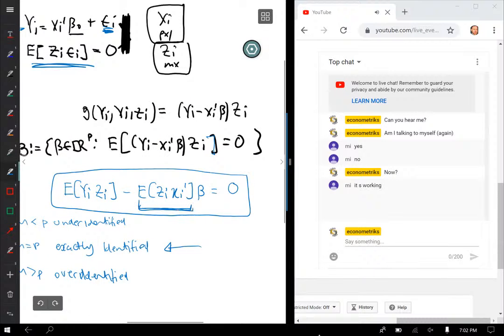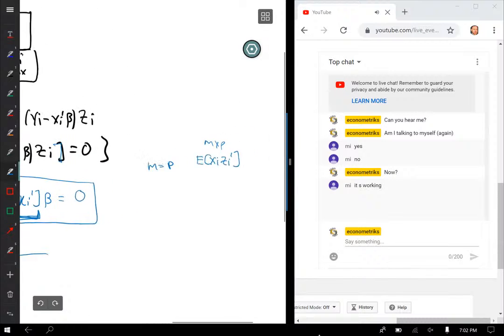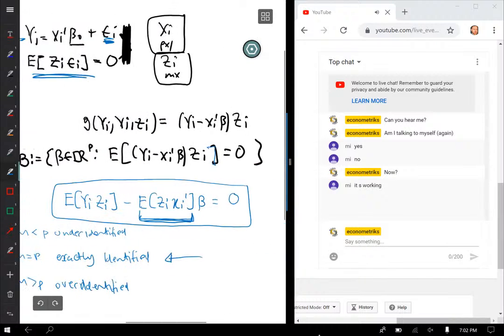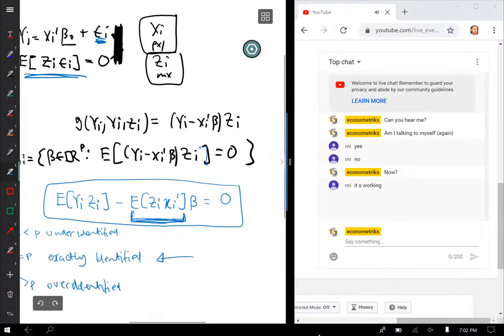If this is invertible, you can multiply both sides by the inverse, and you'll find in that instance, when it's exactly identified and that's full rank, then beta, the one solution to this, is going to be E of z_i x_i dash to the power minus 1 times E of z_i y_i. Otherwise, there'll be an infinite number of solutions. If this isn't full rank, then you can have an infinite number of solutions.